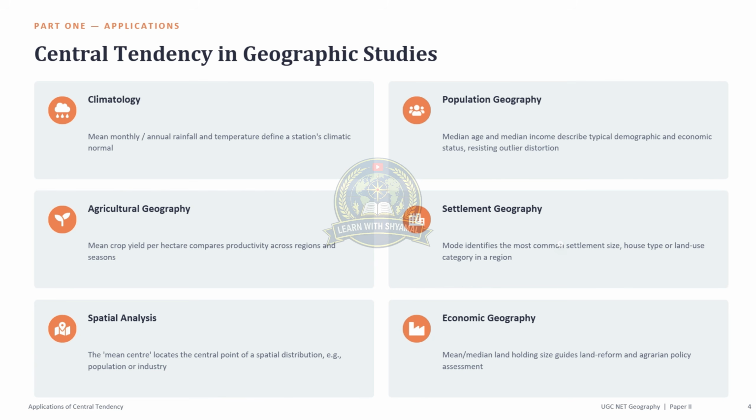Central tendency in geographic studies. Climatology: mean monthly and annual rainfall and temperature define a station's climate normal. Population geography: median age and median income describe typical demographic and economic status, resisting outlier distortion. Agricultural geography: mean crop yield per hectare compares productivity across regions and seasons. Settlement geography: mode identifies the most common settlement size, house type or land use category in a region. Spatial analysis: the mean center locates the central point of a spatial distribution, for example population or industry. Economic geography: mean, median and mode of land holding size guide land reform and agrarian policy assessment.